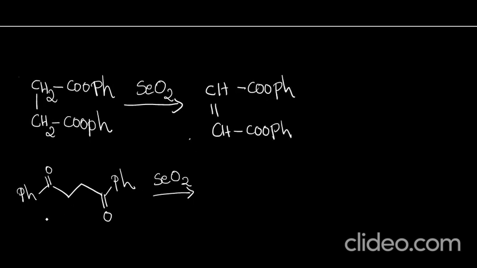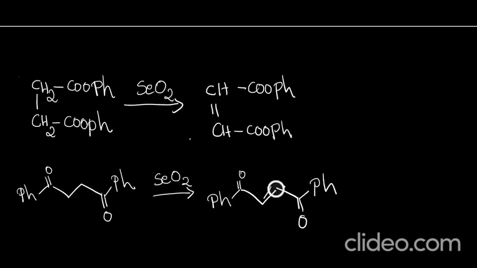Another example is here. Here also keto-enol tautomerization is possible and there is a beta hydrogen present. So in the presence of selenium dioxide, it will undergo dehydrogenation and it will be converted into CH double bond CH C double bond O Ph. This will be the product.